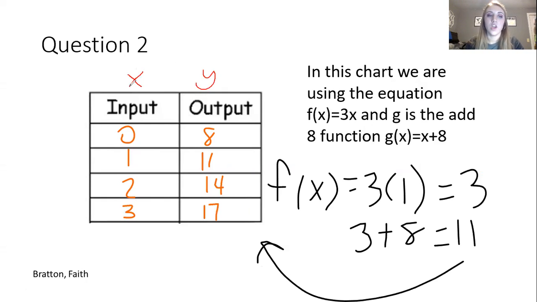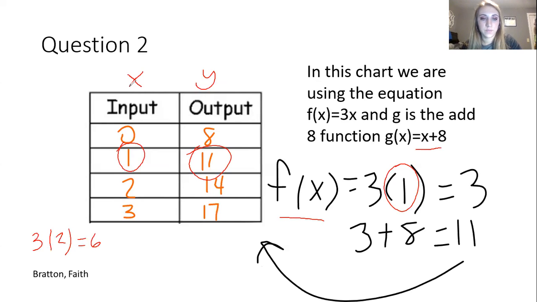So for this, we'll do like we just showed in the example: F(x) equals the input, 3 times 1, equals 3. Then we add the 8, just as in the equation right here, to the 3, and we get 11, which is the output. Just as we did, the next one is 3 times 2 equals 6, and 6 plus 8 equals 14, which is the output. It's just as simple as that. That is exactly what it's telling us to do.